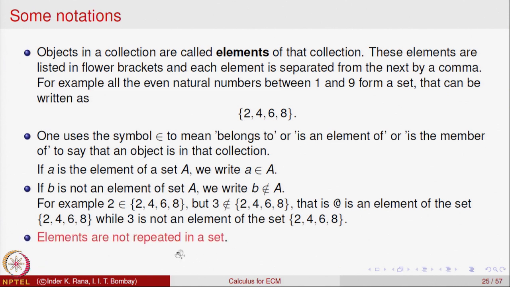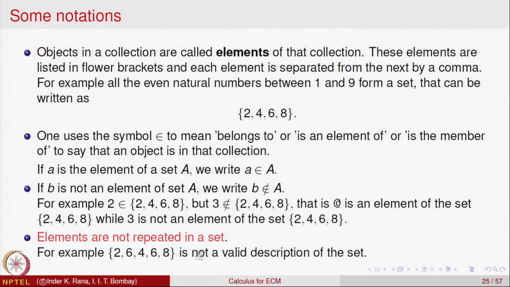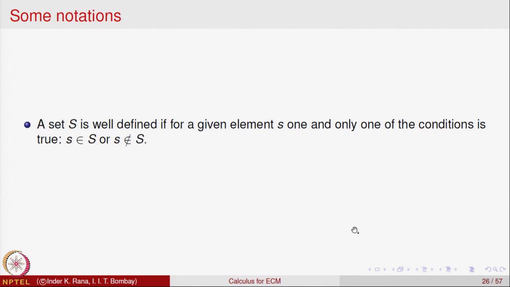And one thing more, elements are not repeated in a set. For example, when we represent this set as 2, 4, 6 and 8, an element is listed only once, its presence is shown in that collection only once, not again and again. If we write 2 again, only once is enough to indicate. For example, 2, 6, 4, 6, 8 is not a valid description of the same set, because here we have repeated 6 in this representation. That should be avoided. Elements when described in a set are not repeated.